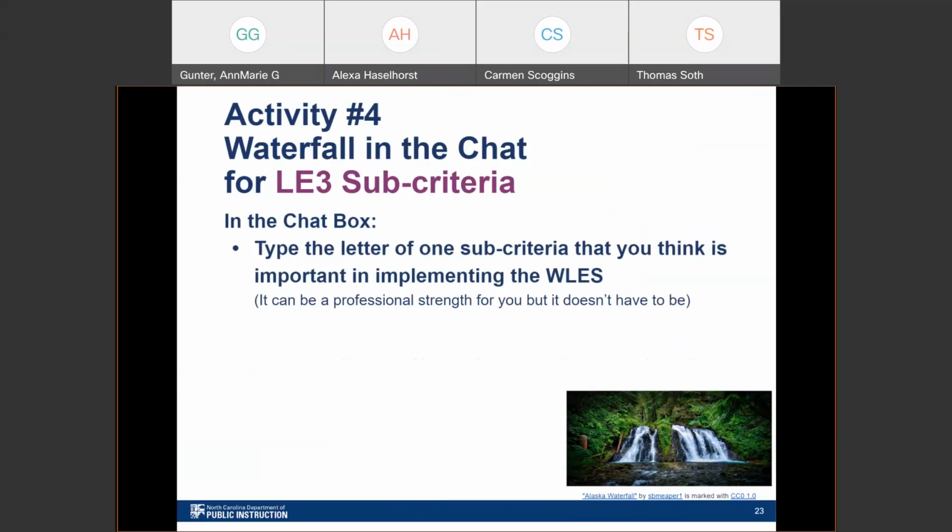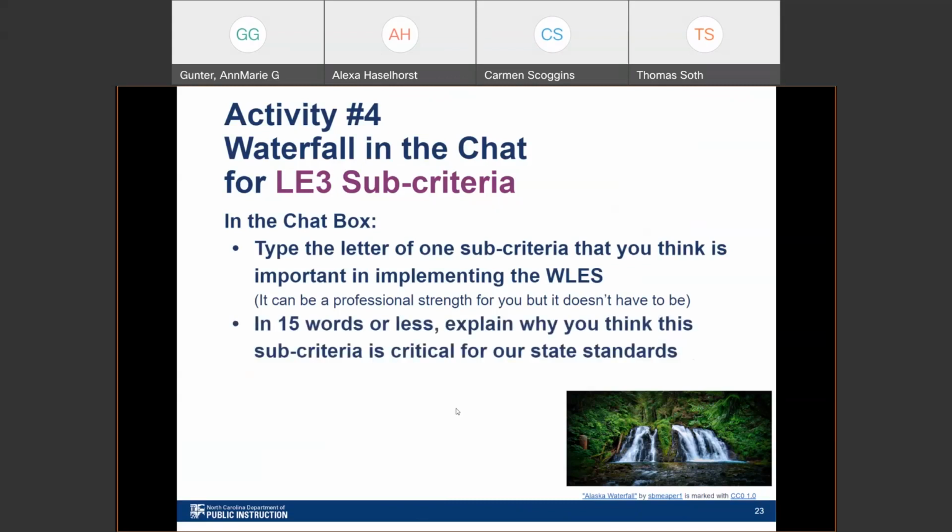So you chose some beforehand. You've heard about the different ones from the perspective of our guest speakers. Just choose one, type that letter in the chat box that you think is important, and then in 15 words or less, explain why you think that particular subcriteria is critical for our state standards. Maybe you've had something on your mind you've been thinking about while we've been talking this afternoon. Maybe something one of our guest presenters talked about spurred you to think about something differently or consider something in your classroom, maybe from a different angle or perspective. But in 15 words or less, explain why you think that subcriteria is critical.